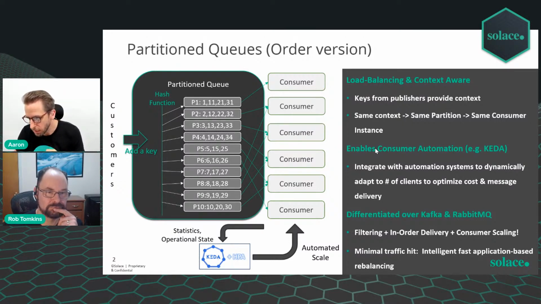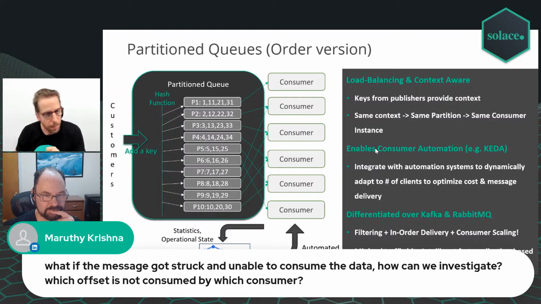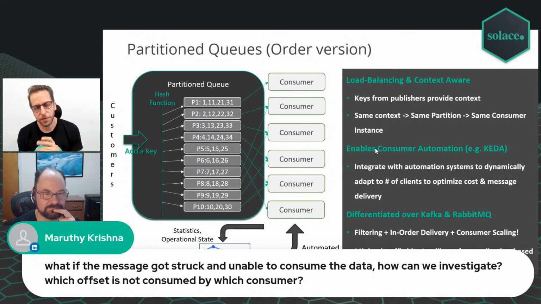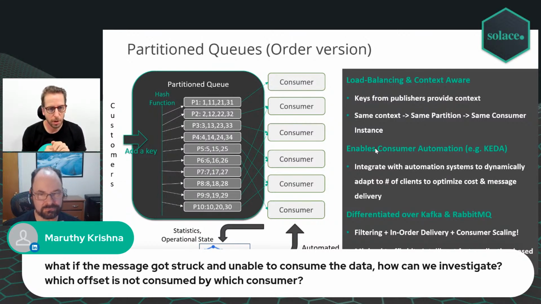Let's see. Any other questions? Hold on a second here. Maruthi, tell us. What if the message got stuck and unable to consume the data? How can we investigate which offset is not consumed by which consumer? So offset is a very Kafka-esque term. Solace doesn't really use offsets and checkpointing for its recovery. We do have replay as well, but the way queuing and recovery works in Solace is that each message is acknowledged individually, which gives you very fine-grained control as to what you've seen and what you haven't seen yet. And so as you process each individual message, you can ack each one specifically.